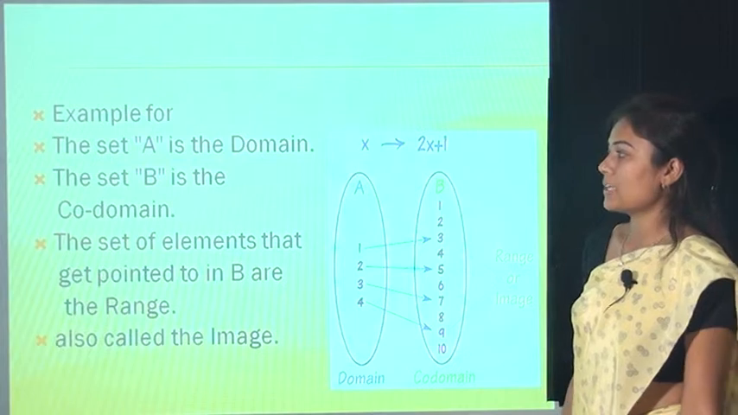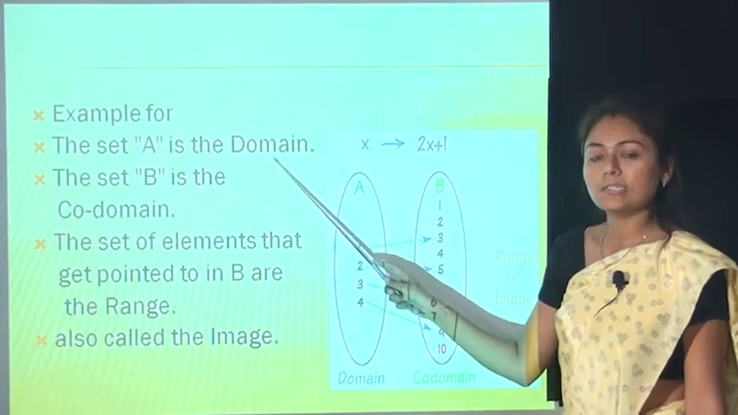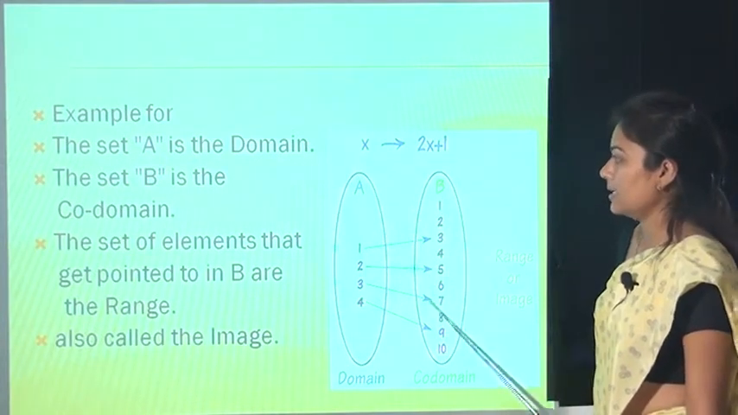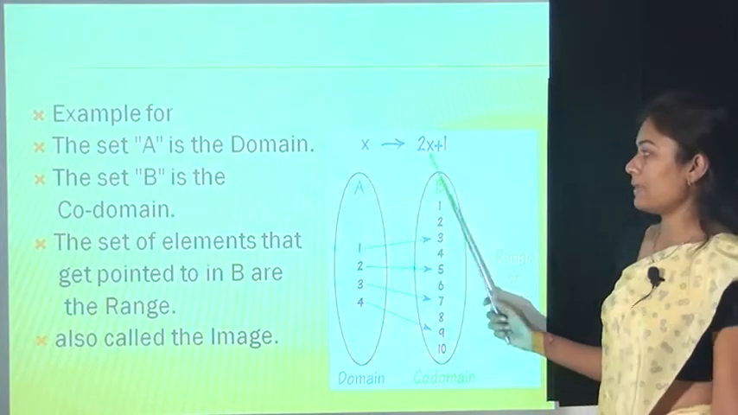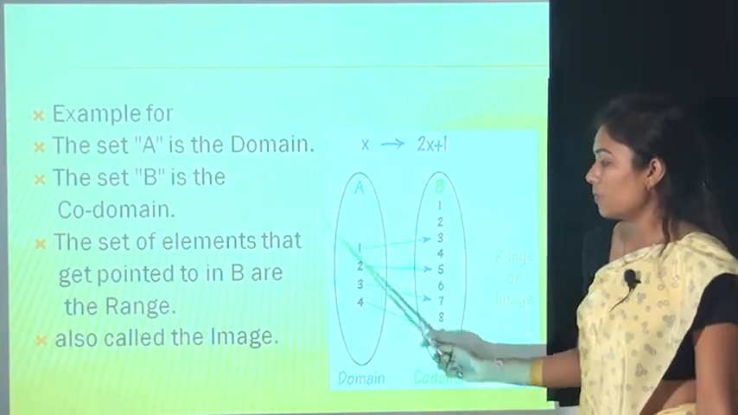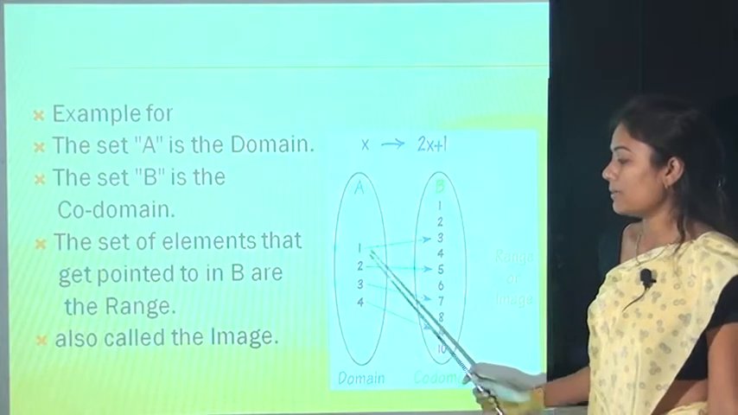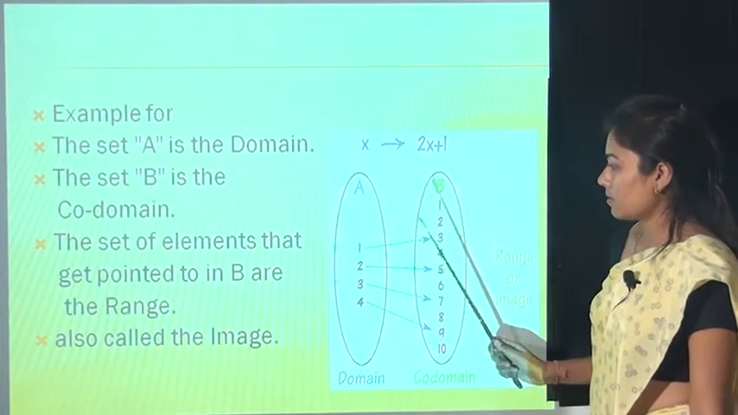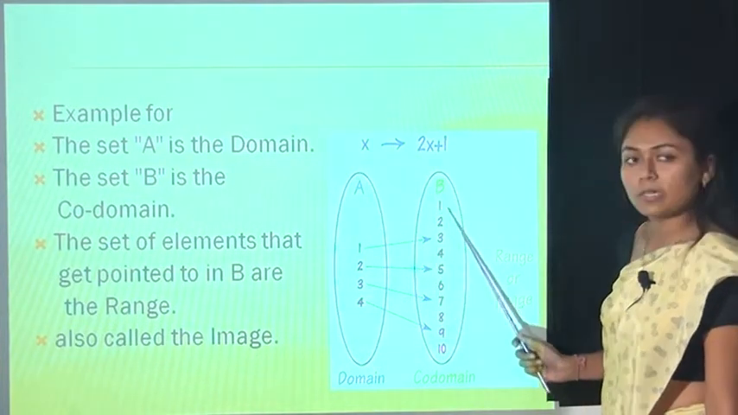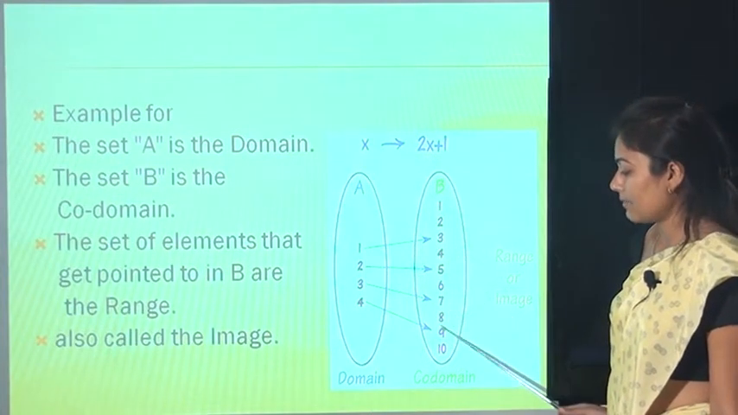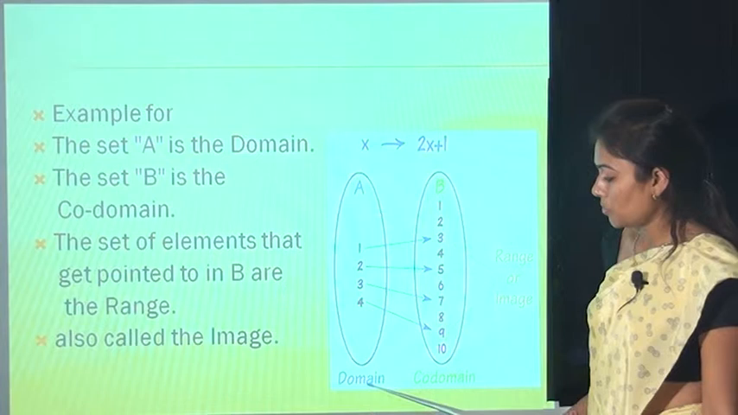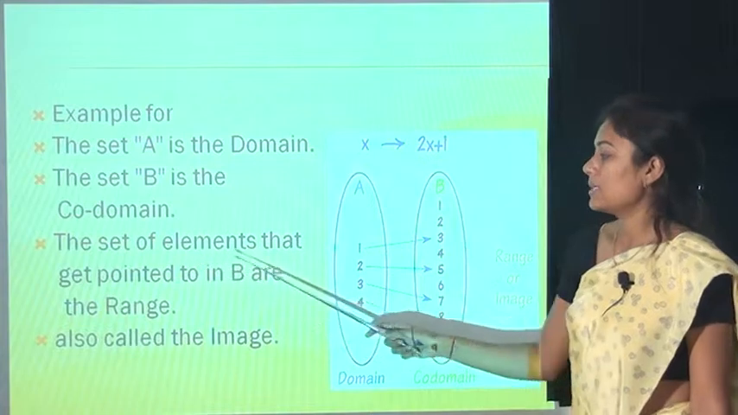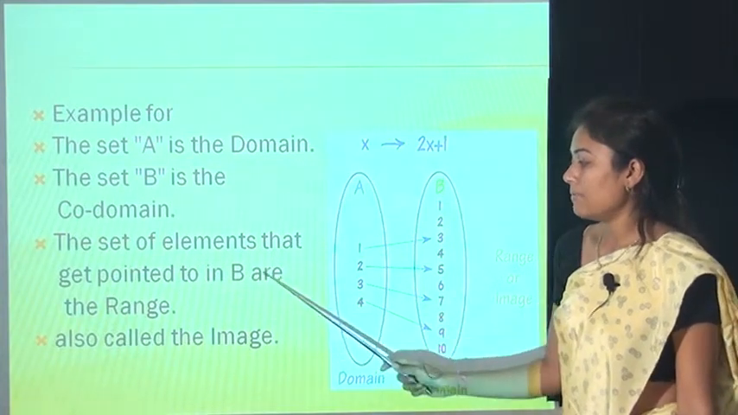Now here is an example where the set A is the domain. Here you have two sets, first set A and second set B. Here the function is from x to 2x plus 1. The set A is the domain. In the domain there are 4 elements: 1, 2, 3, 4. The set B is the codomain. The codomain B contains 10 elements: 1, 2, 3, 4, 5, 6, 7, 8, 9, 10. Here note it down, this is the domain, this is the codomain. Now the set of elements that get pointed to in B are the range.